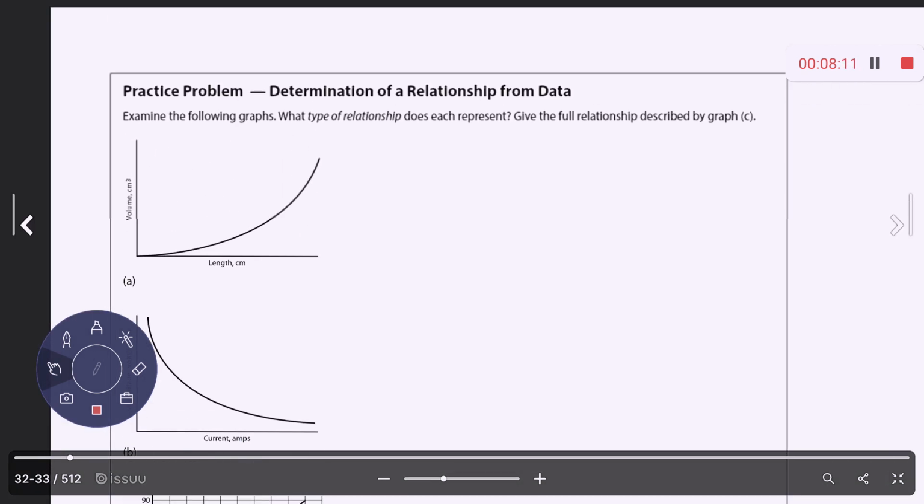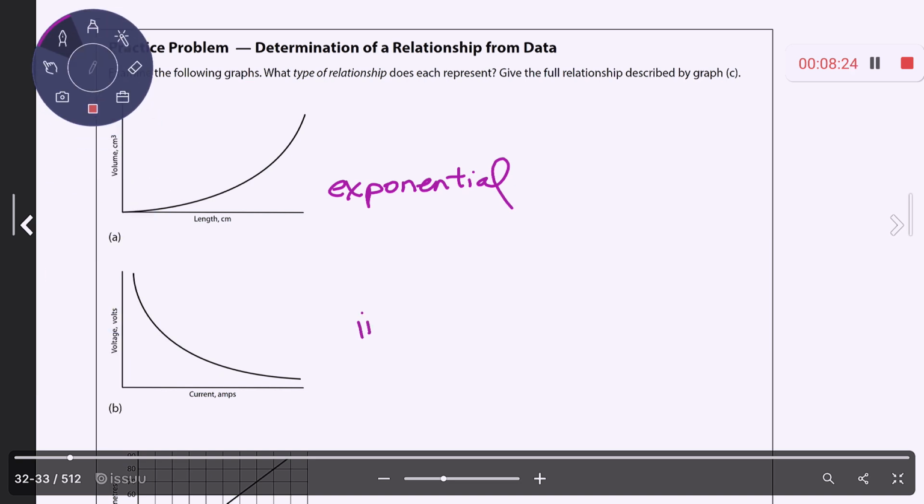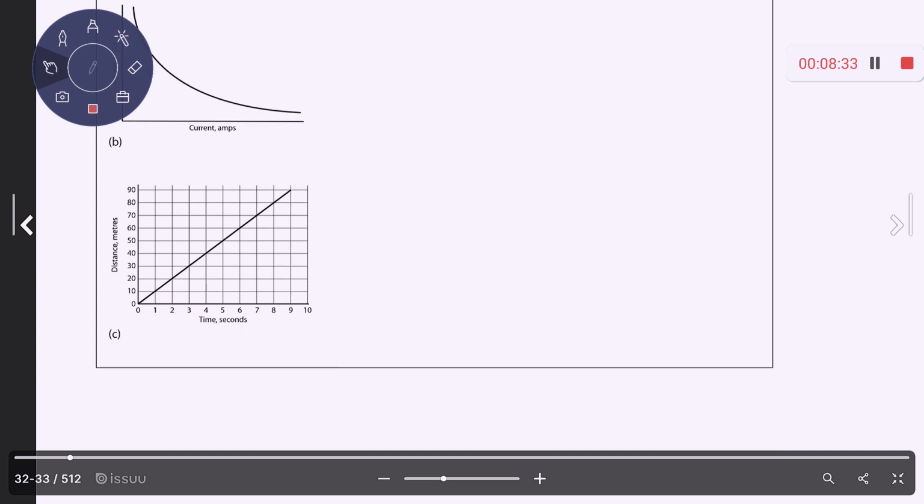You tell me, what kind of relationship does A represent? Exponential. How about B? Inverse. And then how about C? Direct.